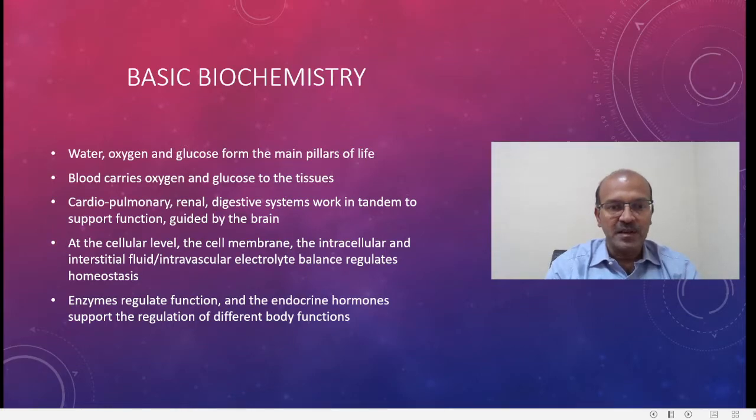Water, oxygen, and glucose are the three main pillars of life. Without these, we cannot really exist. The blood acts as the carrier for oxygen and glucose to the tissues. The cardiopulmonary system helps with the gas exchange, taking the oxygen to the blood and removing carbon dioxide from the body. The renal and digestive systems work in tandem to support the function, and the brain does the supervisory or controlling role.